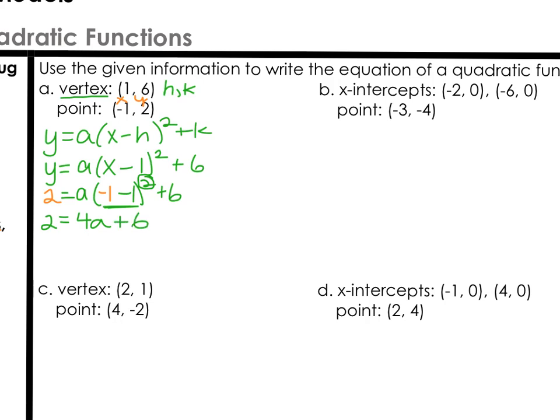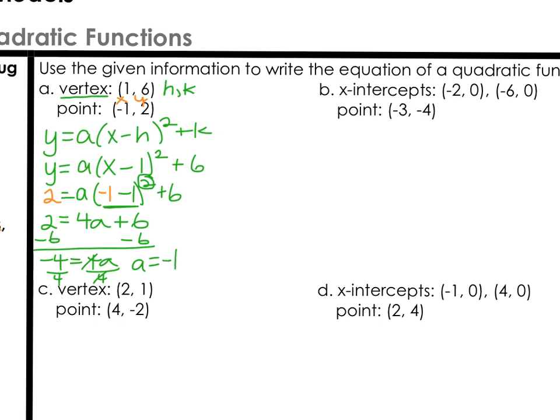Notice the 6 isn't a like term. That means we need to move it over. I'll subtract 6 from each side, and we get negative 4 equals 4a. To get a by itself, simply divide each side by 4, and a will equal negative 1.